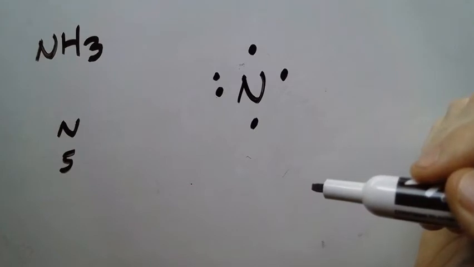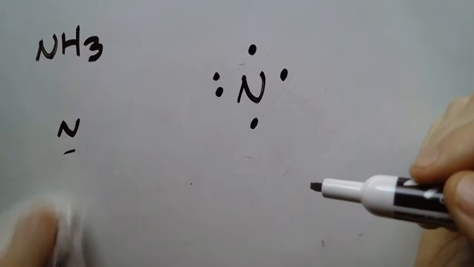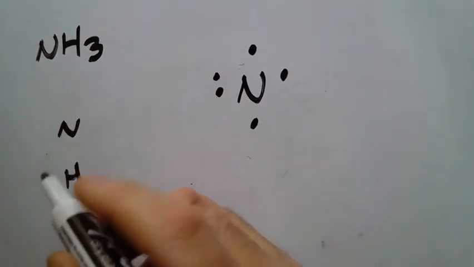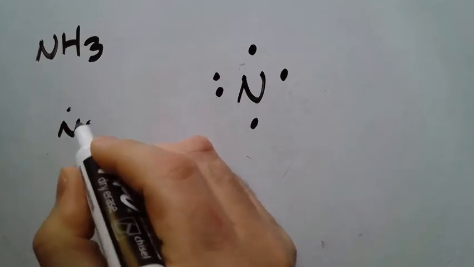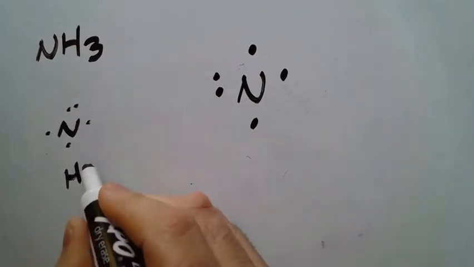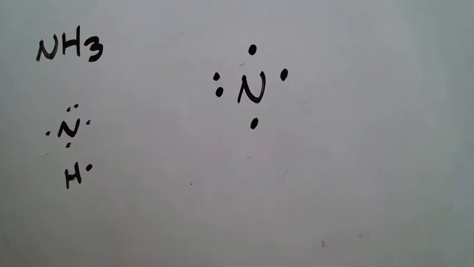Now hydrogen has only 1 valence electron since it's in column 1. Okay, so around that we would only put 1 valence electron. And again, that can go on the sides, it can go on the top, bottom, doesn't really matter.